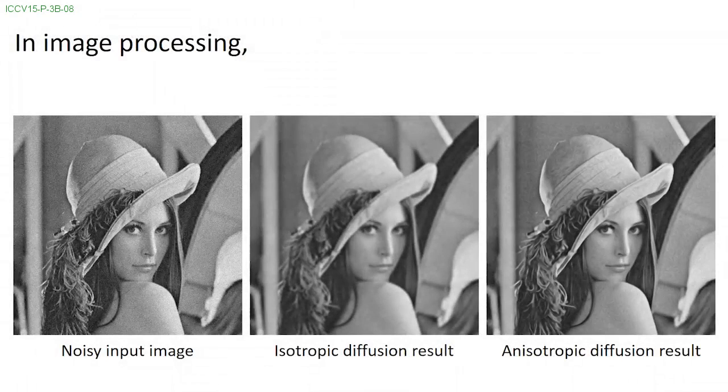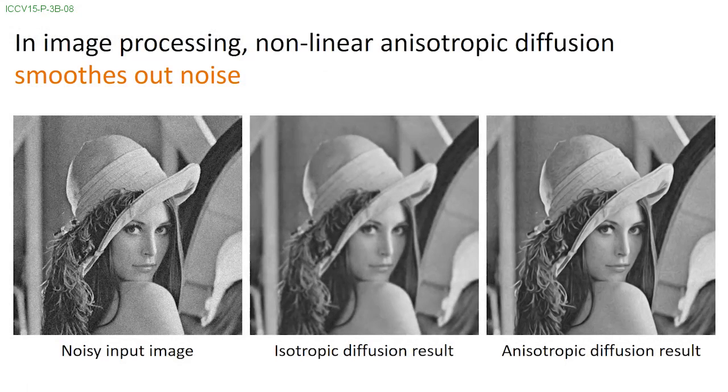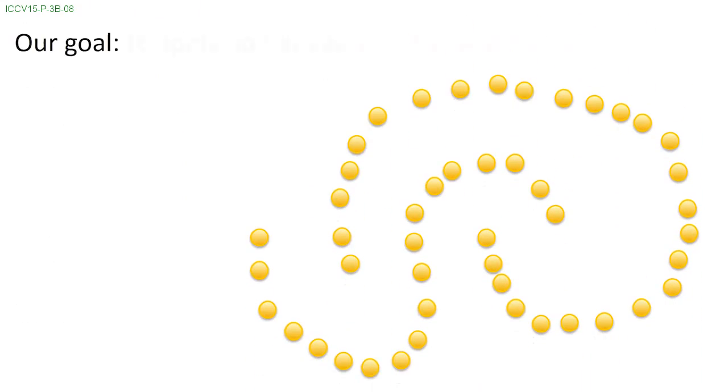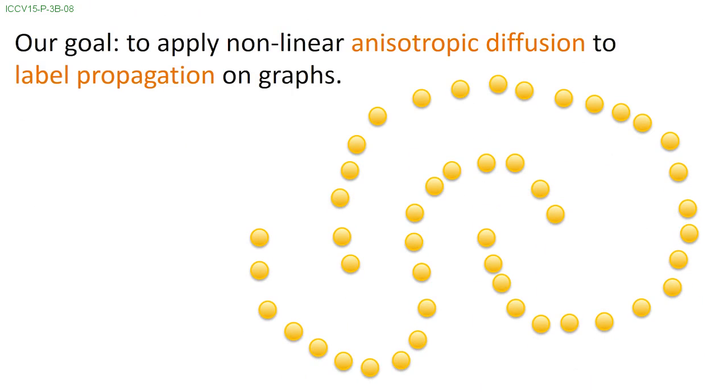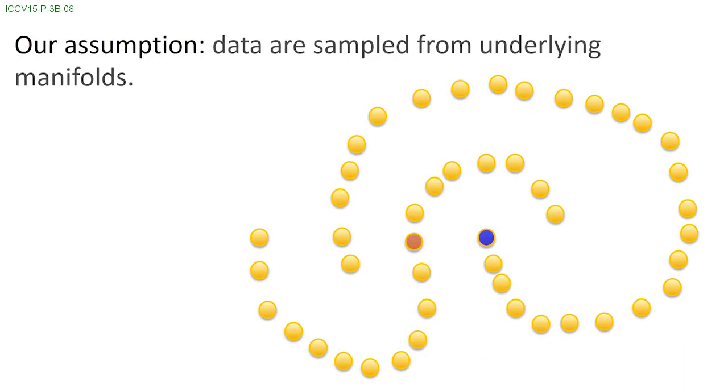In image processing, nonlinear anisotropic diffusion smooths out noise and preserves discontinuities. Our goal is to apply nonlinear anisotropic diffusion to label propagation on graphs. Our assumption is that data are sampled from underlying manifolds.